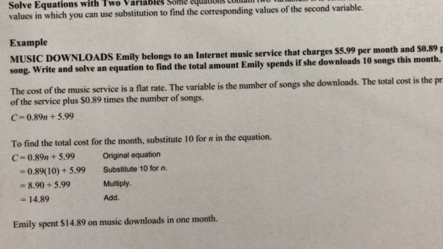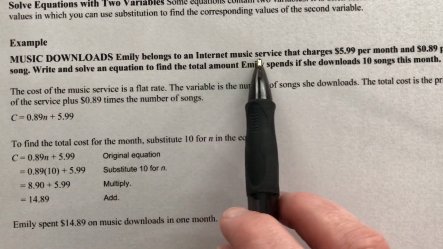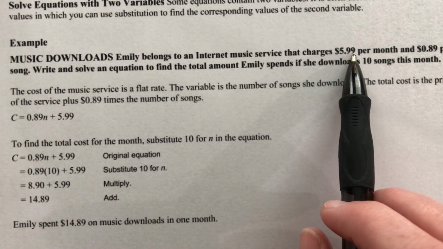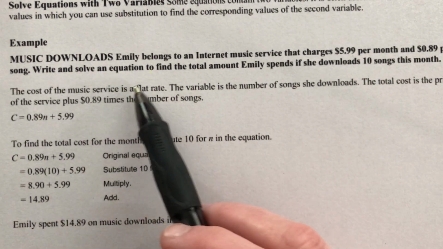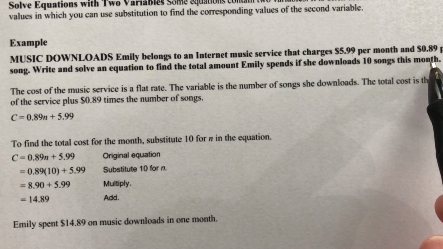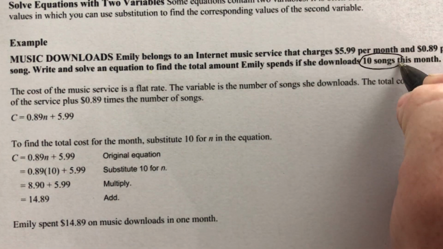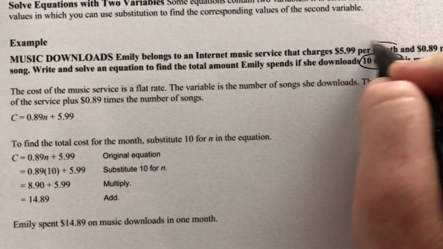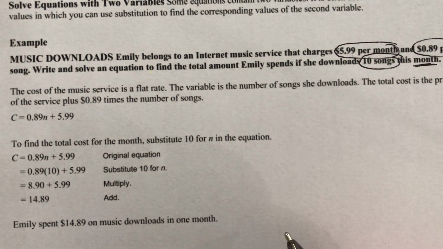So this is good practice for your EOC. Music downloads. Emily belongs to an internet music service that charges $5.99 per month and 89 cents per song. Write and solve an equation to find the total amount Emily spends if she downloads 10 songs this month. So we know she has 10 songs. We know they charge $5.99 a month and she's only on 1 month. And we know they charge 89 cents per song.